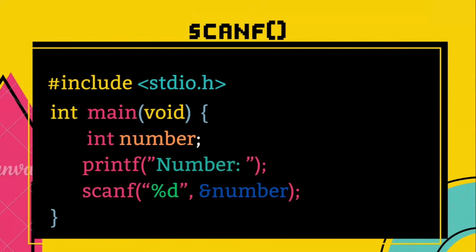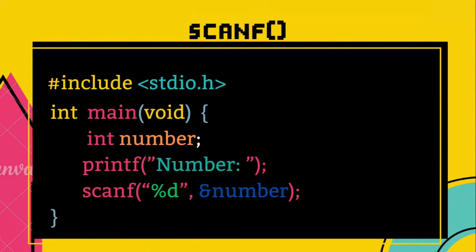Here, you first must declare a variable. Then, use the printf function to display a message before prompting users, and then use the scanf function to prompt users for data, and then assign that data back to the variable.